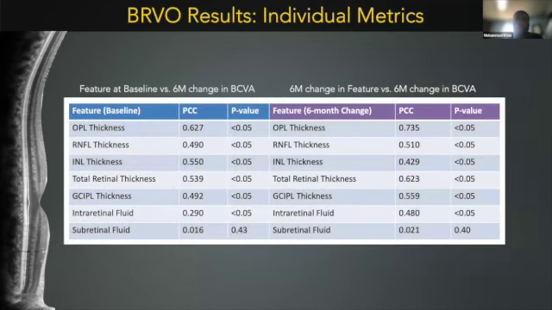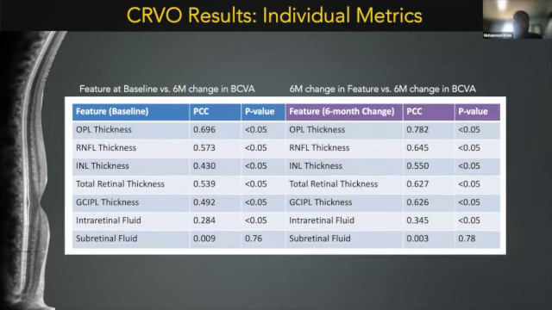And so then we get into the actual results, starting off with thickness and fluid measurements from our algorithm. So we note that for individual features for patients with BRVOs, layer thickness was highly correlated with visual function, especially for the outer plexiform layer, while fluid was more weakly correlated and subretinal fluid was not significant. This was also the same case for our CRVOs, or central retinal vein occlusions.